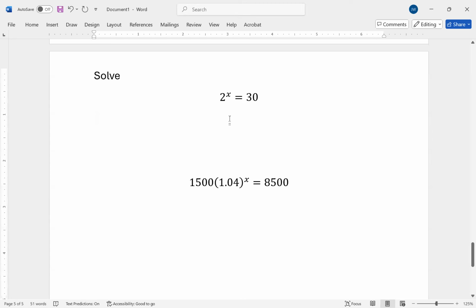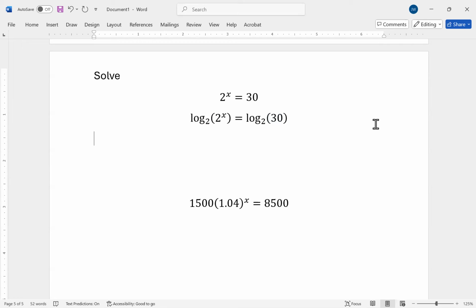In this first equation, we have 2 to the x is equal to 30. You can do one of two things. You could, if you'd like, take log base 2 of both sides. That's how I'll solve this first. Log base 2 of the left-hand side is log base 2 of 2 to the x. On the right-hand side, that would be log base 2 of 30.